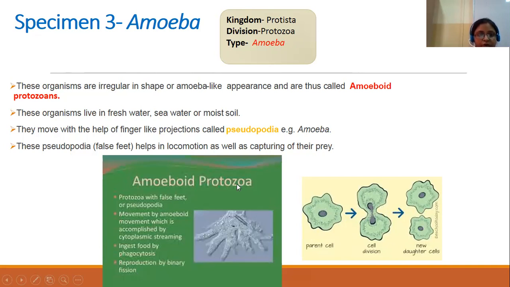These organisms are irregular in shape. They do not have any regular shape. They are irregularly shaped, and they look very much like amoeba. So that's why they are called amoeboid protozoans. And where do you find these? These living organisms are found in freshwater, lakes, ponds, as well as in seawater, as well as in moist soil also. So these are all the possible regions where you find these amoeba.